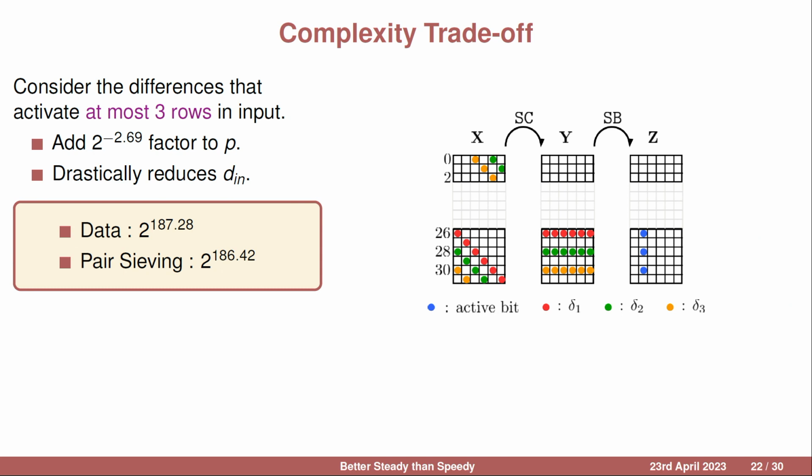Once we do this transformation here, we obtain a data complexity of 2^87 and a sieving complexity of 2^86. So now we are happy because we have 2 terms that are somehow balanced, so that's pretty good to minimize our complexity.